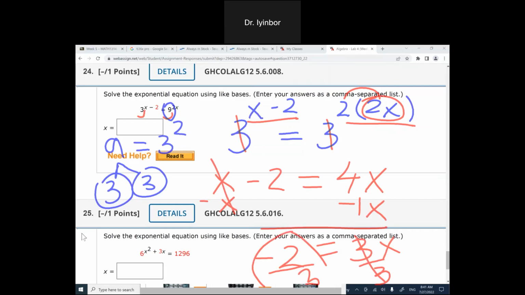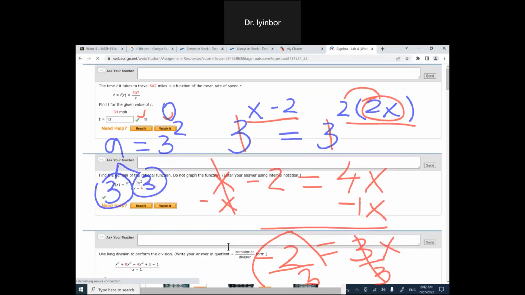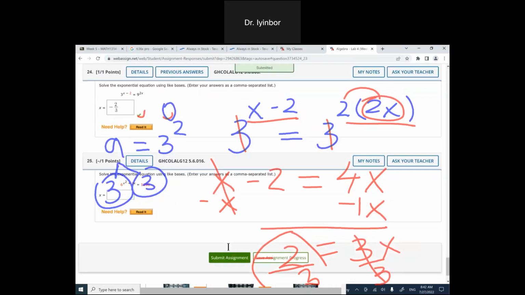So that's your answer, negative 2/3. And you're going to leave it exactly like this. So the answer is negative 2/3, and that should be my right answer. Okay, you just solve it like that. And then you have one more equation, which is exactly like the one we just did.